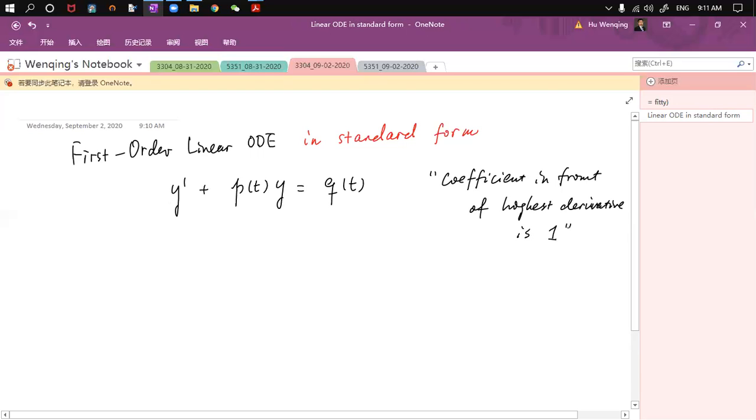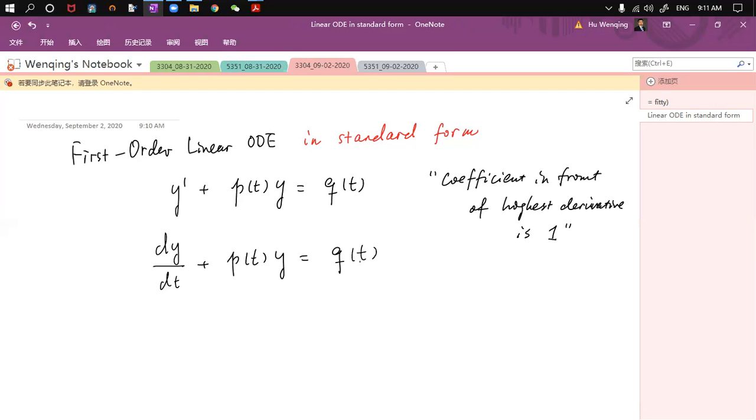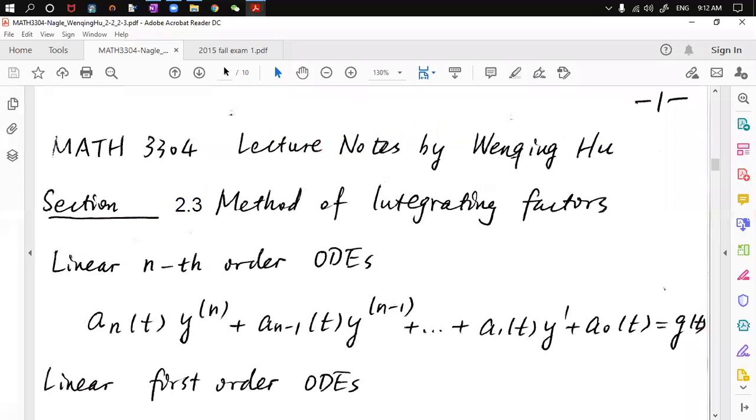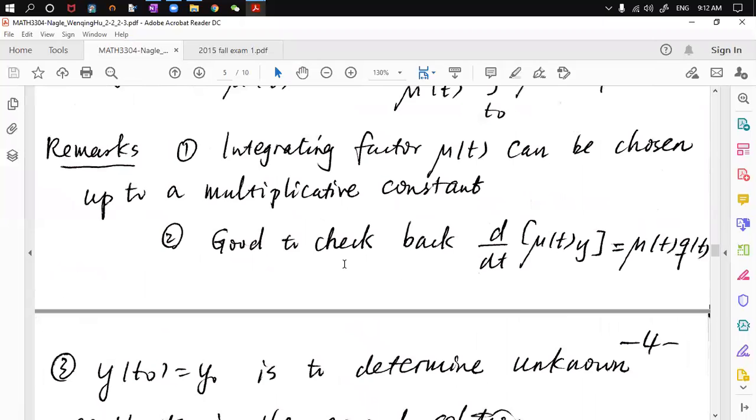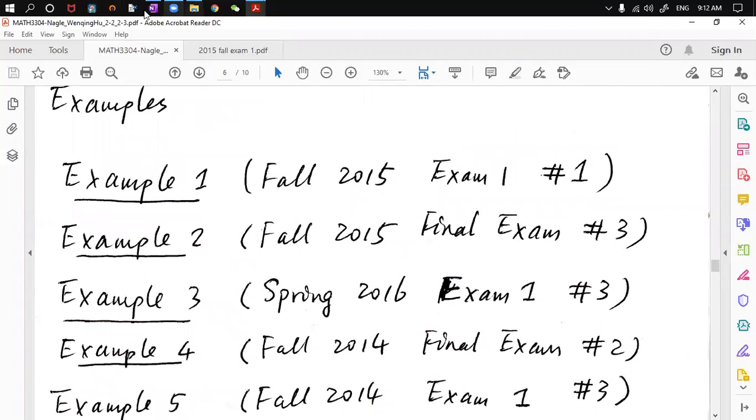The standard form simplifies the equation pretty much. So this is a first order linear ODE, or maybe I'll write it as dy over dt plus p of t times y is equal to q of t. It's a first order linear ordinary differential equation, and we have been writing it in standard form. Now with this at hand, we're going to work with how to solve a first order equation which is linear.